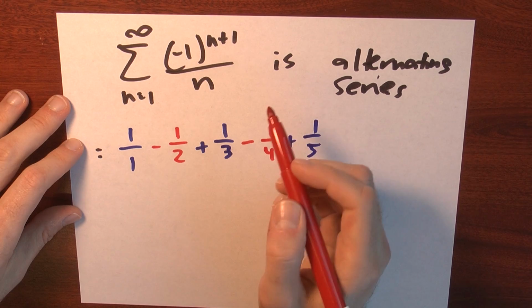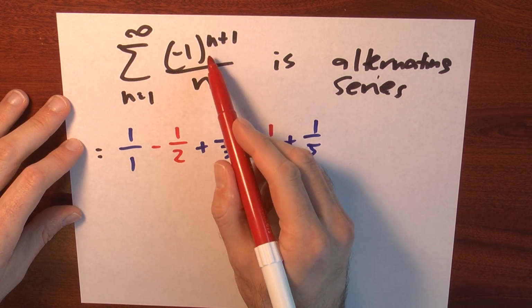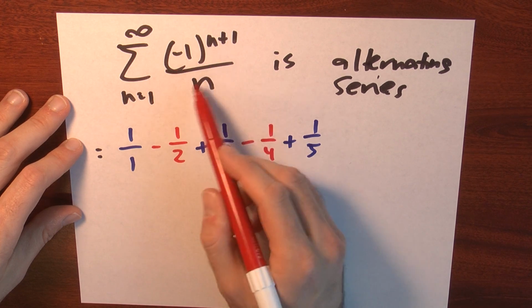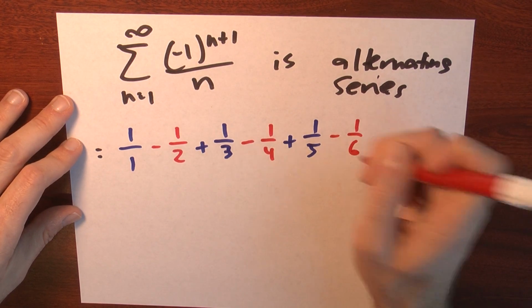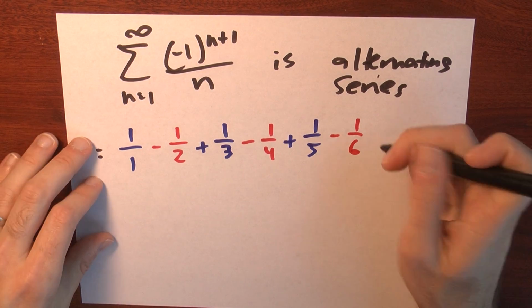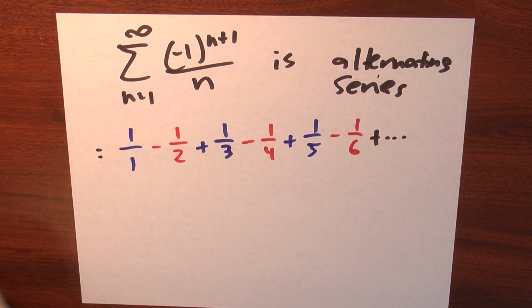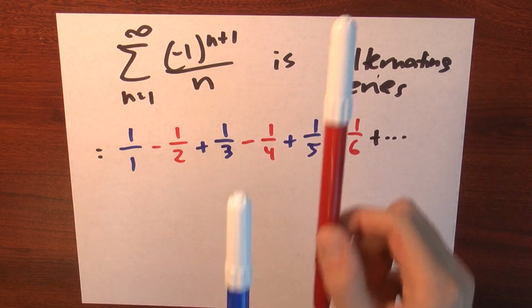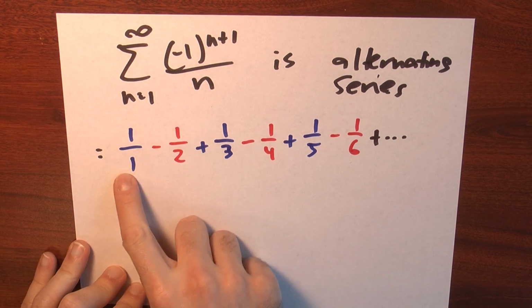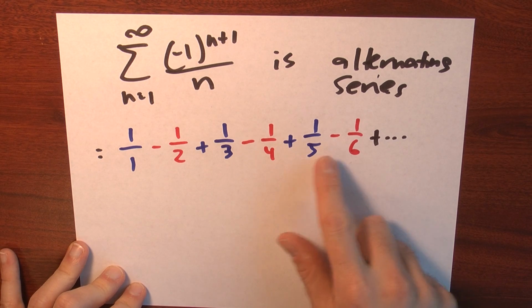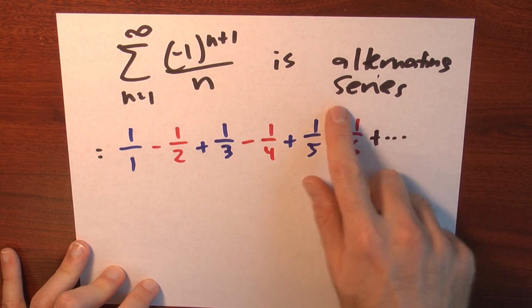When I plug in n equals 6, I get negative 1 to the 7th over 6. So that's negative 1 over 6, so minus a sixth. And then it's going to keep on going like that. I'm flip-flopping between these two colors. I'm alternating signs, right? I'm adding, subtracting, adding, subtracting, adding, subtracting. That's an alternating series. So that's what I mean by alternating.